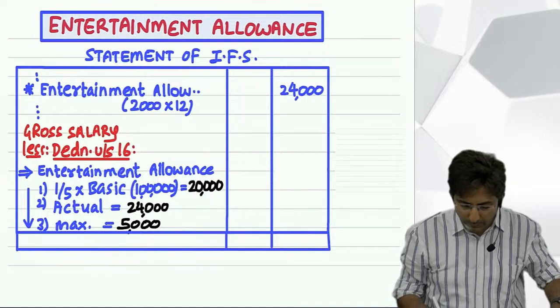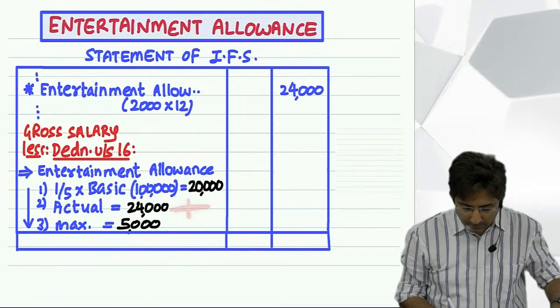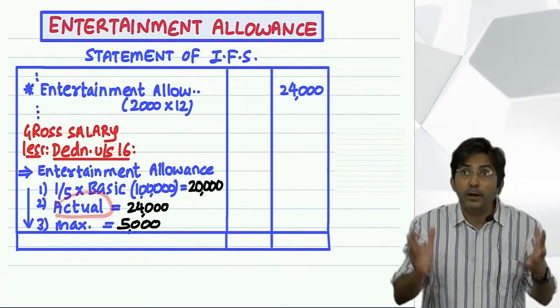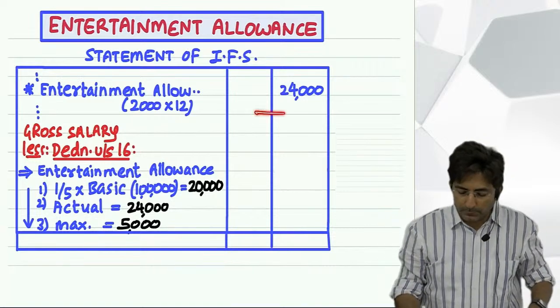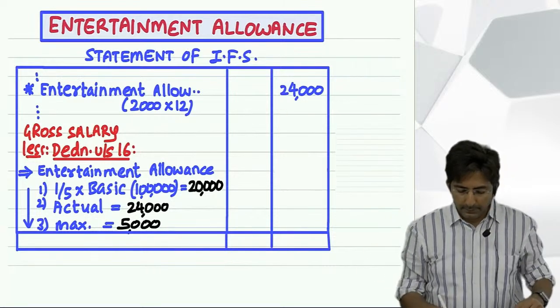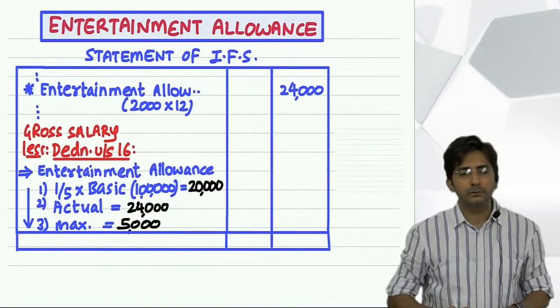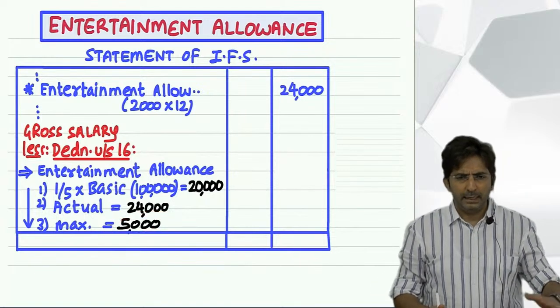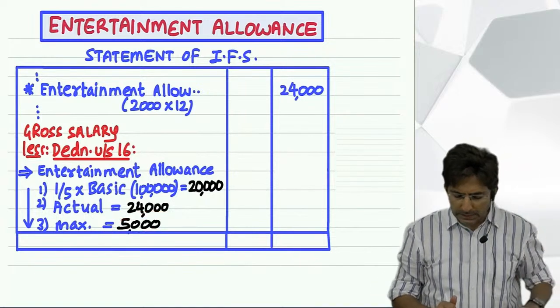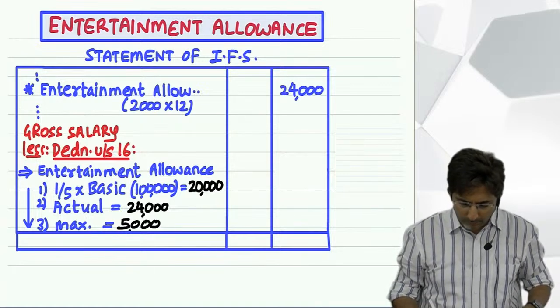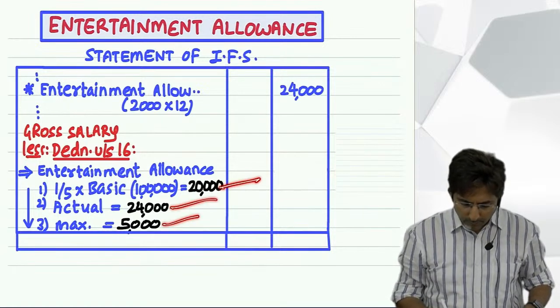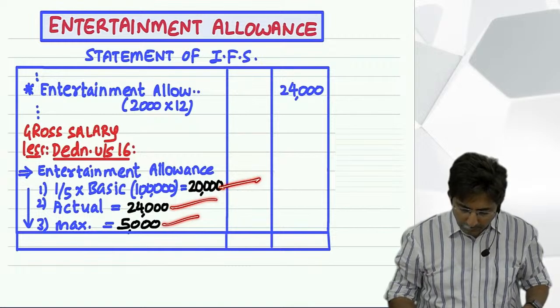Then the amount actually received. See, actual means the actual amount received for entertainment. So what is the actual amount received? 24,000. And the third amount is a fixed 5,000. Fixed. And then 1, 2, 3, whichever is less. So tell me, out of the three amounts, which one is lower? 5,000. So this 5,000 will come here.